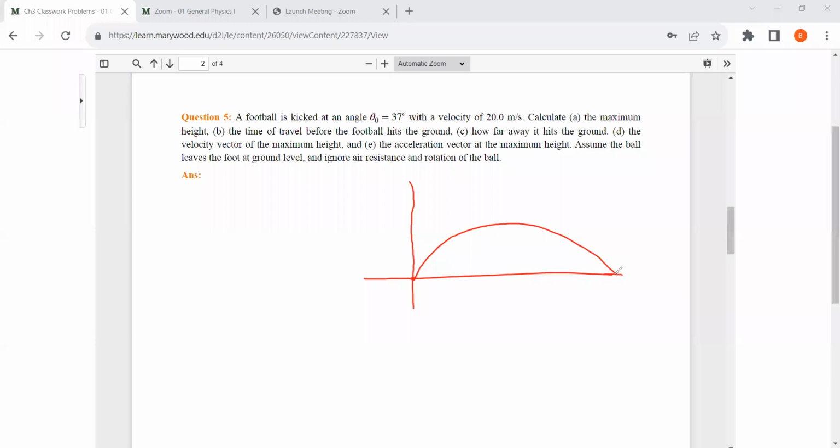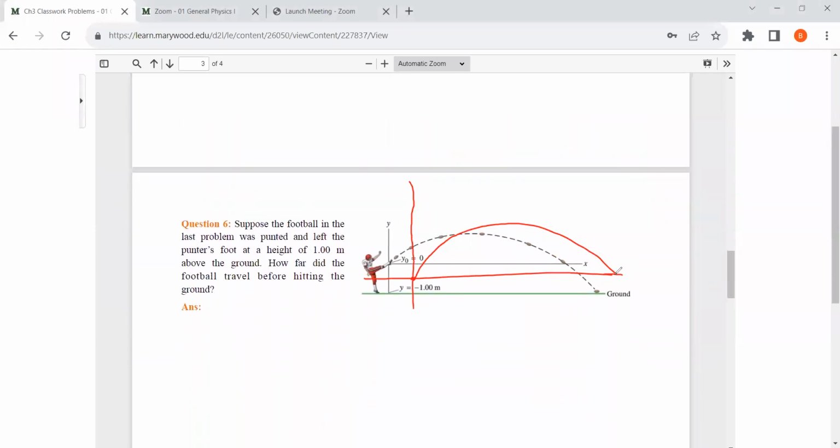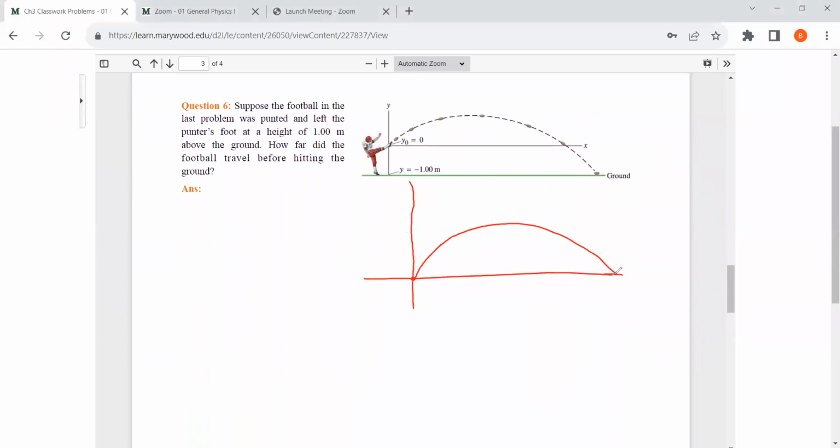Now in the next problem, this is the continuation of the last problem, but here you see that the football is now kicked from some height, about 1 meter. So it's a little bit different. In the last problem we used this point as our origin. Here we are going to use this point as our origin. Other than that, it's very similar to the last problem. So let's see whether we can solve this problem or not.